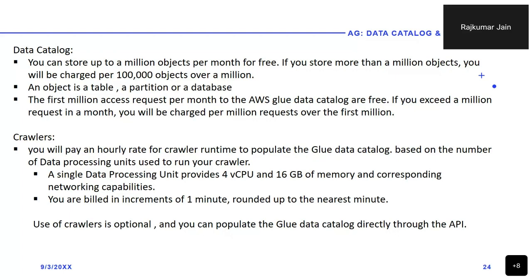An object is a table, a partition, or a database. So however many databases you are using and however many partitions you have used in the data catalog, it will charge you accordingly. But again, there are some limitations for the free tier. The first million access requests per month to the AWS Glue data catalog are free. So you can see here that the data catalog is mostly free for us.